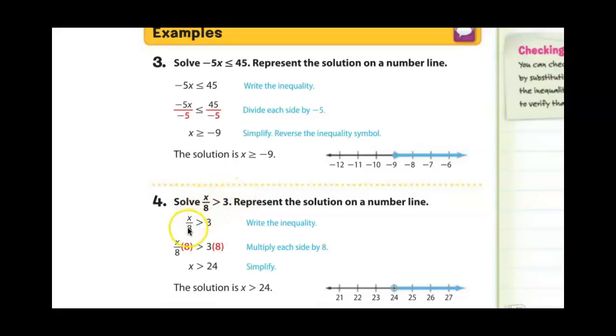So we have divided by 8. So the inverse is to multiply by 8. And remember, this creates 8 over 8, which is 1. And so we just have 1x. So that cancels those two things out.